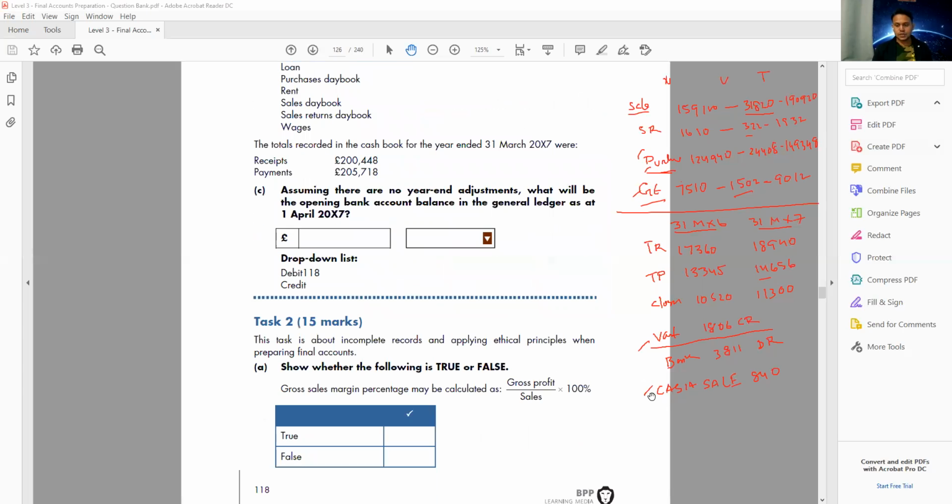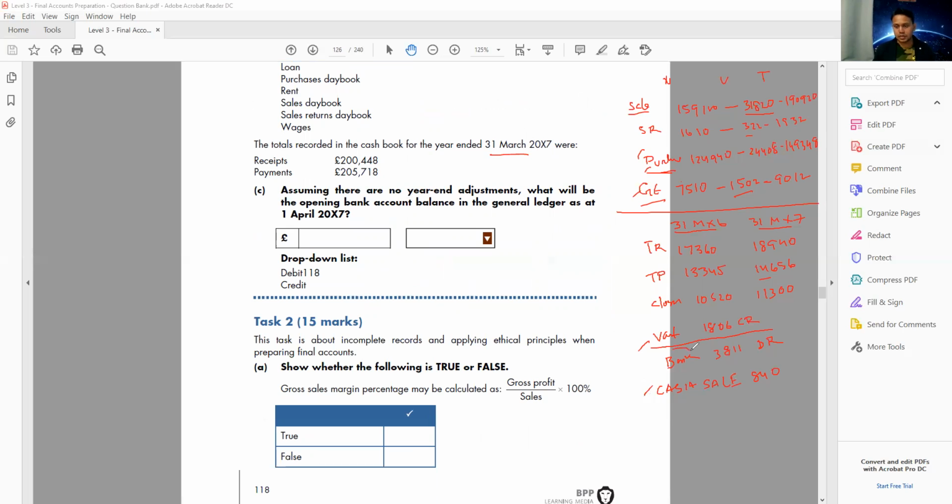All right, the next question is asking how much will be the bank closing balance and the opening balance. So 31st of March, we can see we received 200,448 and a payment 205,718. They're asking how much will be the bank balance. The same is a very simple thing. So let's start with the opening balance. How much money do we have on the bank?